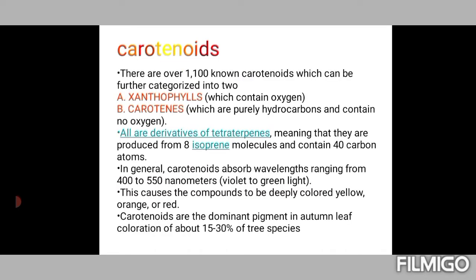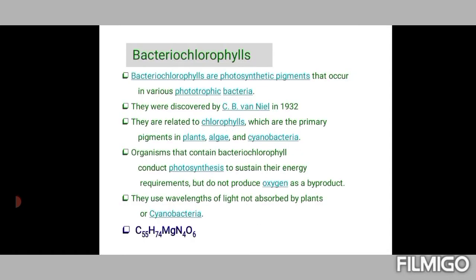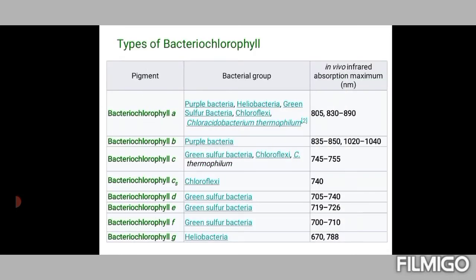And carotenoids, xanthophylls, and carotenes, all these, you can read them, as well as bacterial chlorophyll, which is a principal pigment in bacteria. The molecular formula is shown there, and these are the different classes of bacterial chlorophyll, A, B, C, and like that. You can go through them.